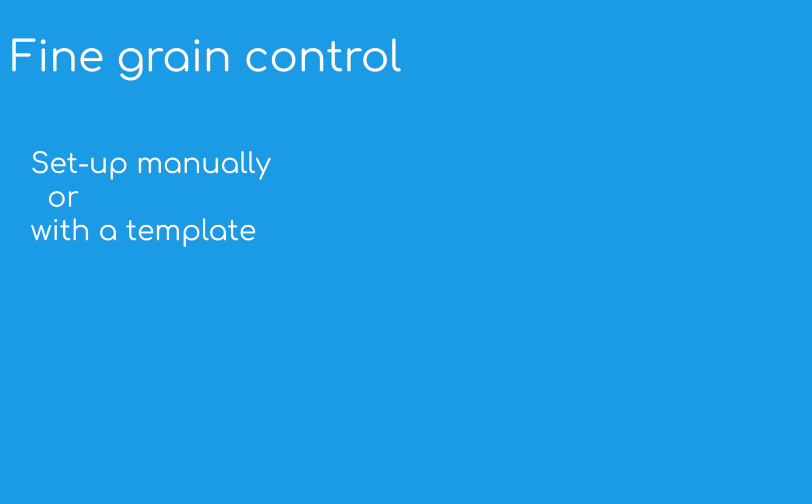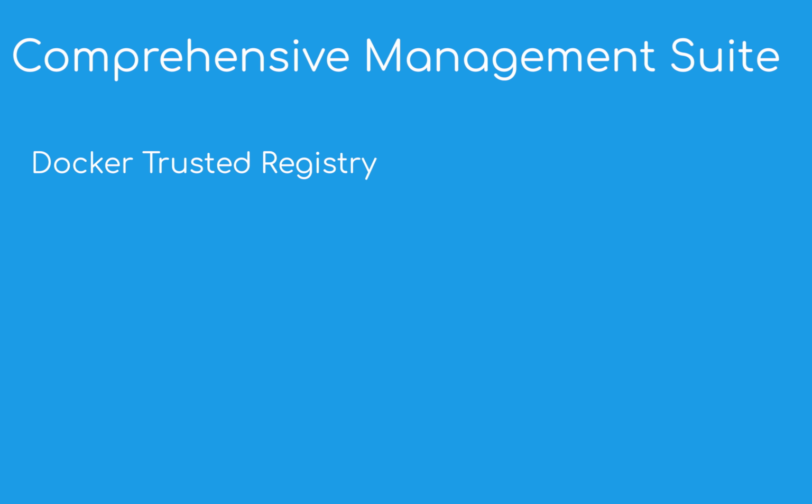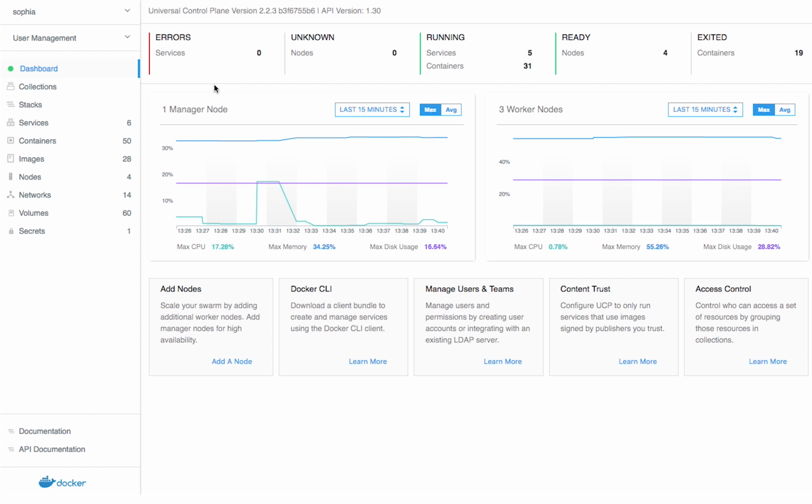Docker EE gives you fine control over how to set up things. You can provision a cluster in the cloud with a template from Docker, or you can prepare a cluster manually. It's very simple to deploy Docker EE, and the Advanced Edition comes with a comprehensive management suite, Docker Trusted Registry, which can be used as a private registry for your images, and Universal Control Plane, which is the container management platform. This is the Universal Control Plane, or UCP.